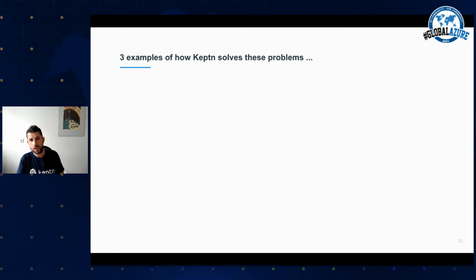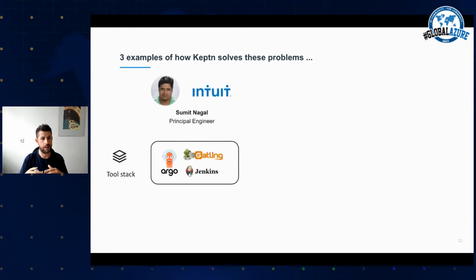So with Keptn, we are able to solve these problems that I was mentioning earlier, and I just want to share 3 examples here from users. The first one is from Sumit. He's a principal engineer at Intuit. It's a large company in the US. Here in Austria, you would need Finanz Online to do your taxes, and Intuit provides tax software for American citizens to do their taxes.